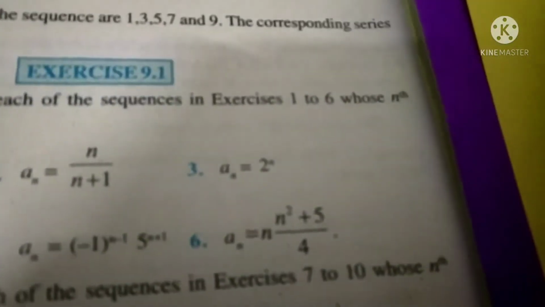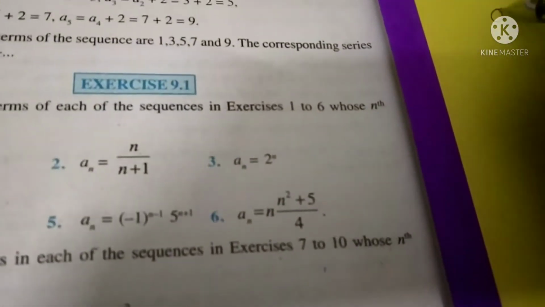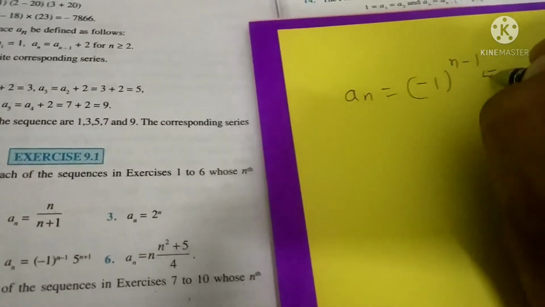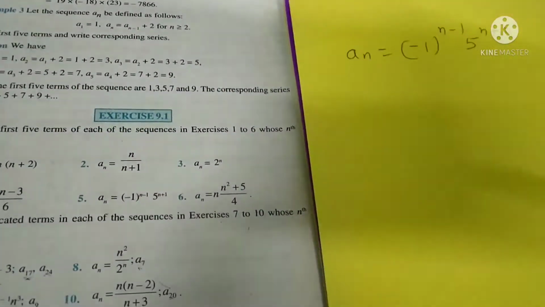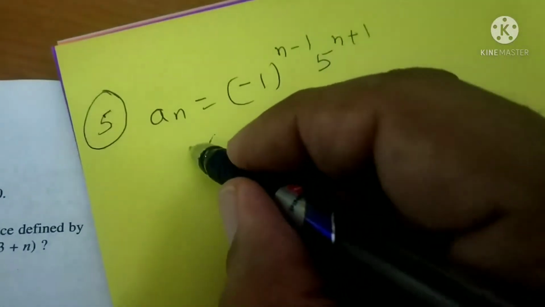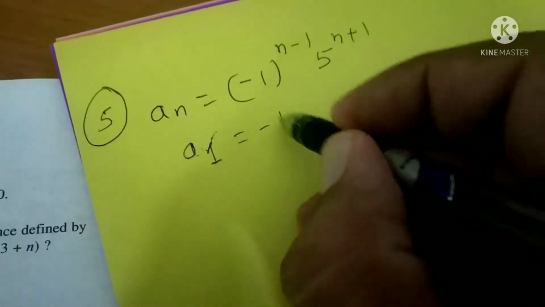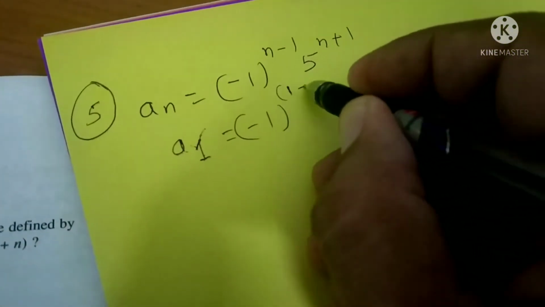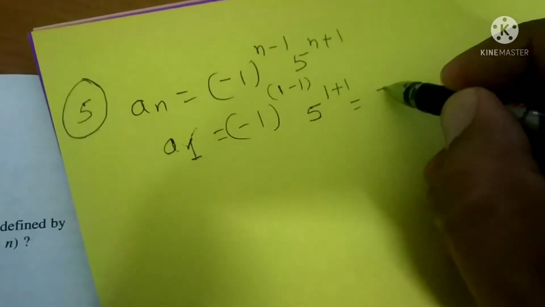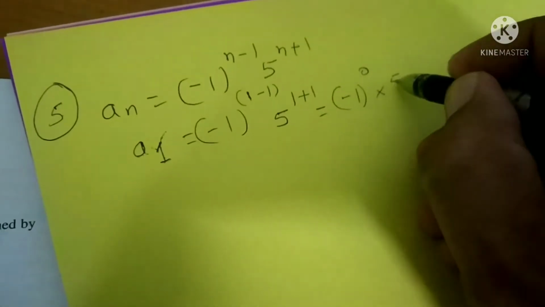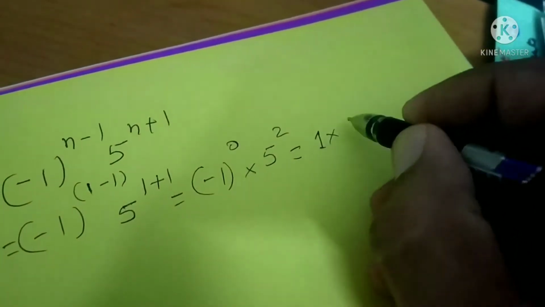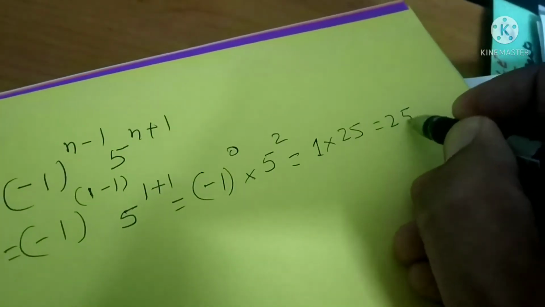Fifth part: an is equal to (-1)^(n-1) times 5^(n+1). Let's do it. a1 is equal to (-1)^(1-1) times 5^(1+1). So this is equal to (-1)^0 times 5^2. Power 0 gives 1, so the answer is 1 into 25. This is equal to 25.